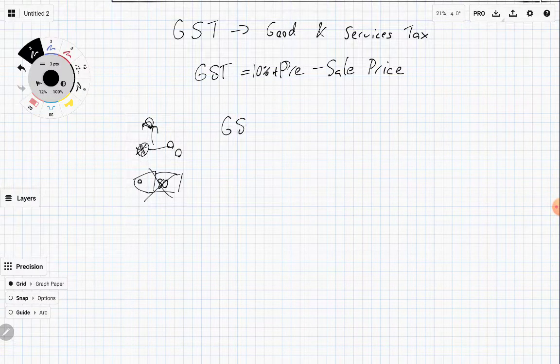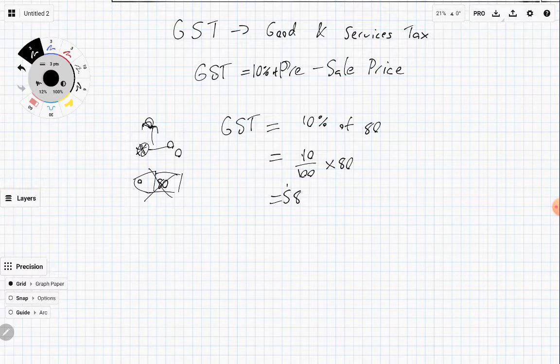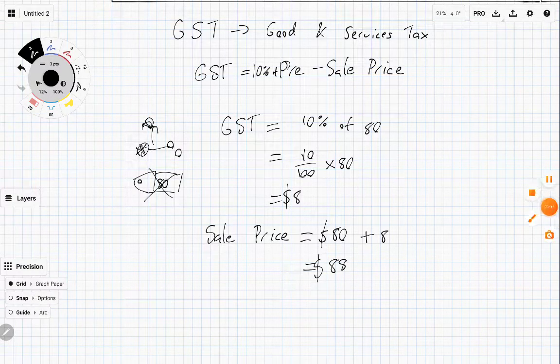Well, GST is going to be 10% of the pre-sale price. So 10% of $80. 10 over 100 times 80. So GST in this case is just $8. That means the actual sale price is going to be $80 plus the GST of $8. So $88 in total. So that's how much your total cost would be.